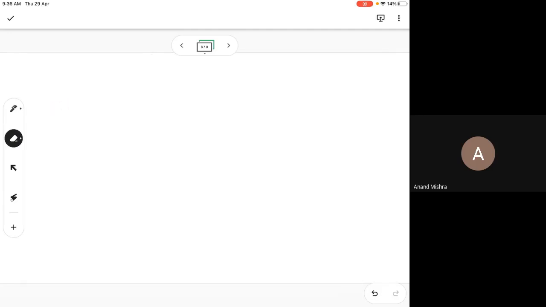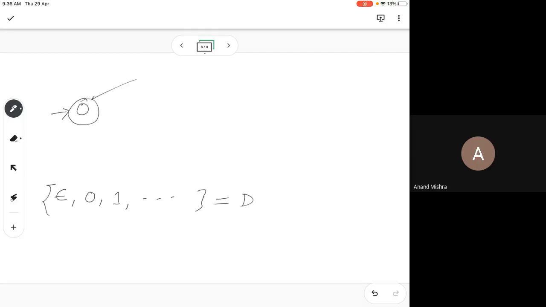The first thing is, what are the base cases? Empty is trivially true, right? So empty is in D, 0 also is in D, 1 is also in D, and then something more. These are all in D. Since empty is in D, my first state will also be a final state. Since 0 is also in D, so 0 and 1.